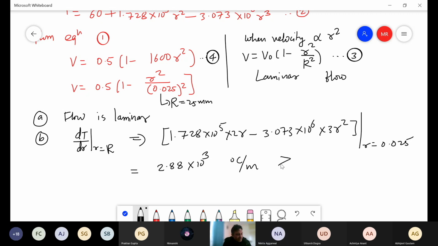So, and this is definitely greater than 0, isn't it? That means what? Oil being heated, isn't it? Do you all agree? Yes, sir.